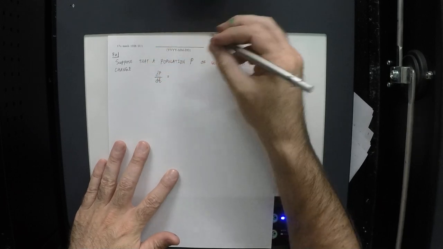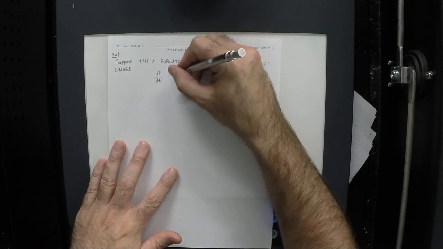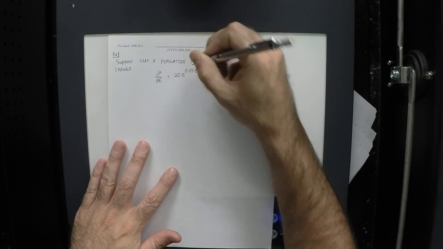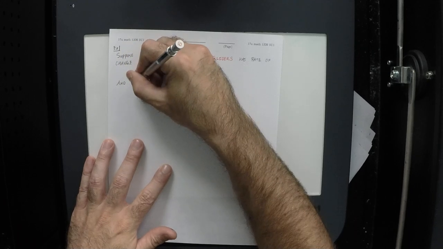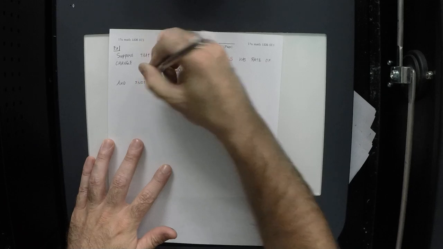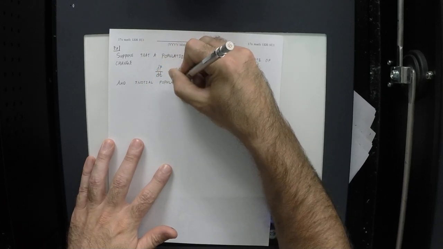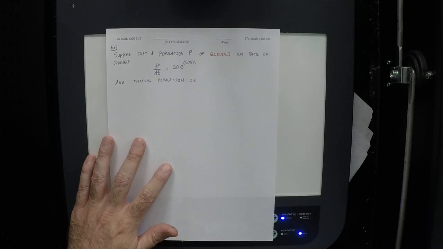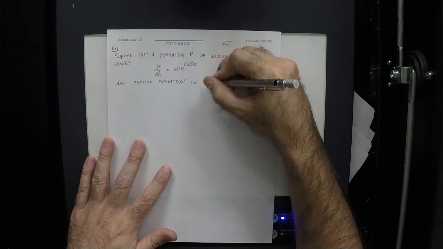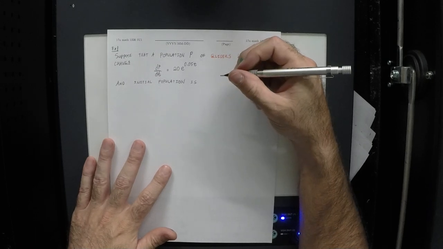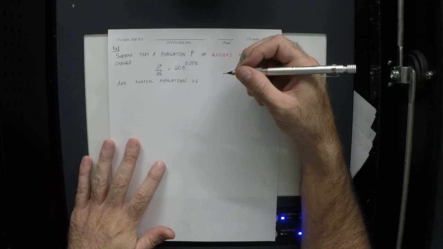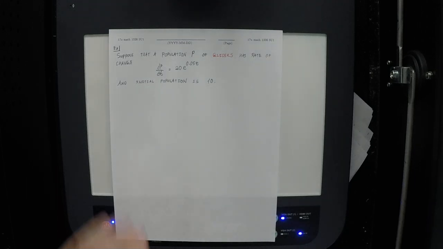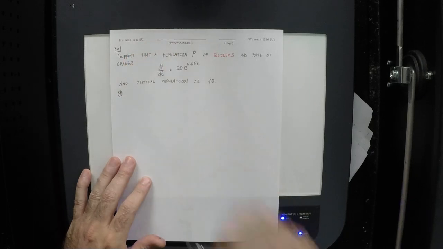the derivative of the population in time is, say, 20 exponential 0.05 t, and the initial population, a reasonable initial population for a glider colony. It's irrelevant as long as it's positive and an integer, right? We don't want fractional gliders. 10? So suppose this is the case. So from a population of 10 individuals.